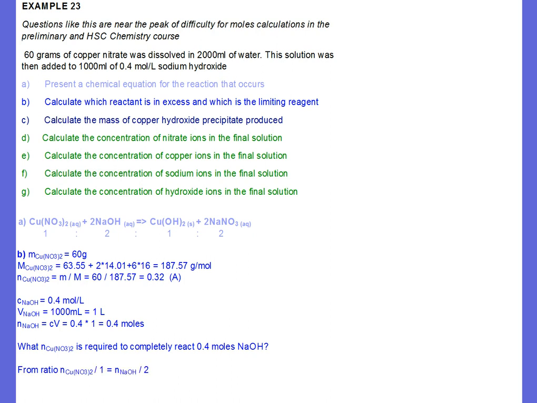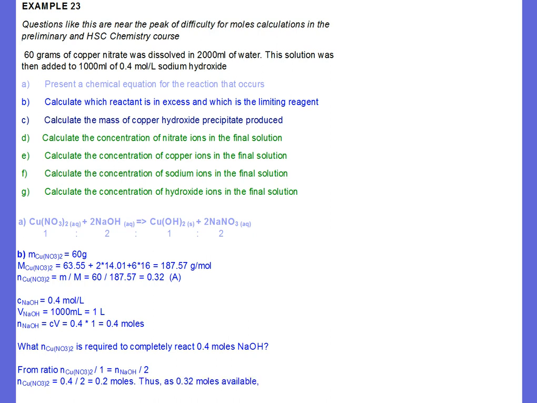So from the ratio, the number of moles of copper nitrate on 1 must equal the number of moles of sodium hydroxide on 2 if they're going to be in the exact stoichiometric ratio. And so therefore the number of moles of copper nitrate required to completely react the 0.4 moles of sodium hydroxide is just 0.4 divided by 2, which gives me 0.2 moles. So to completely react 0.4 moles of sodium hydroxide, I need 0.2 moles of copper nitrate, but I've previously calculated I've got 0.32 moles of copper nitrate.